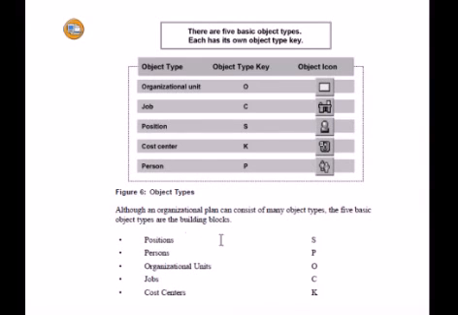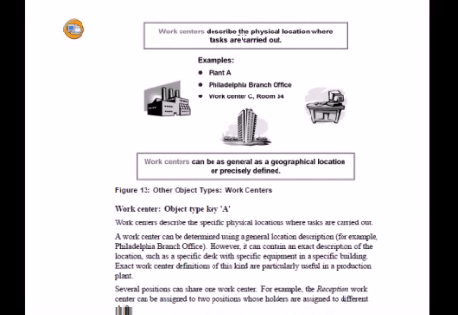Before we go any further, let's do a quick recap on the different object types. SAP allows you to define a number of different object types, but the key ones are these: positions, persons, org units, jobs, and cost centers. And we've covered all of these in the discussion previously. In addition to this, there is another important object type, which is the work center, and that essentially describes the physical location where tasks are carried out. Some examples could be a plant, a branch office, or a specific room.